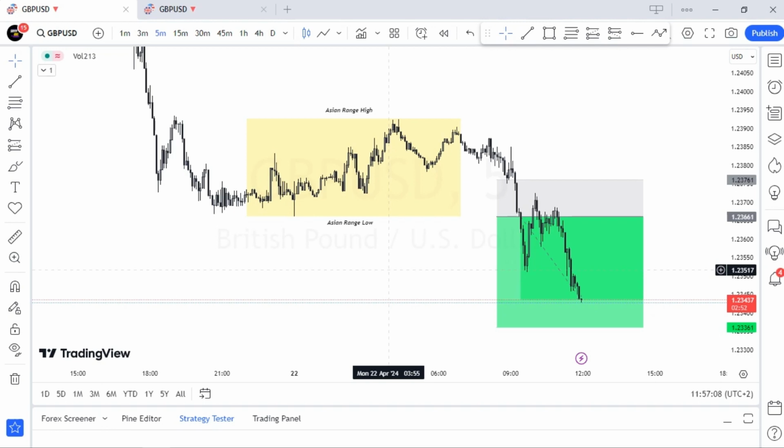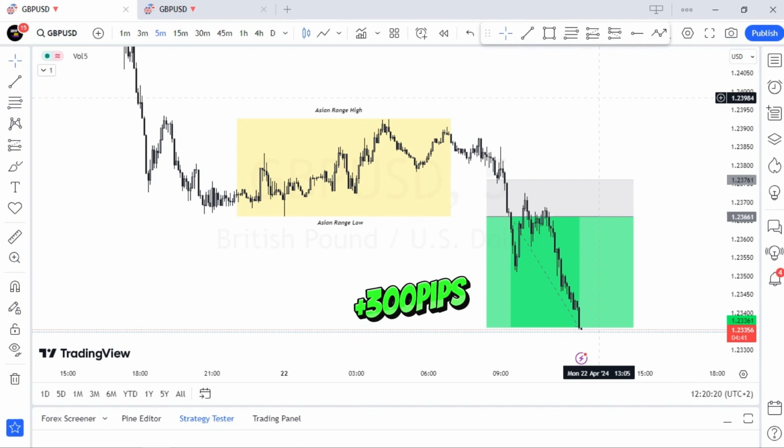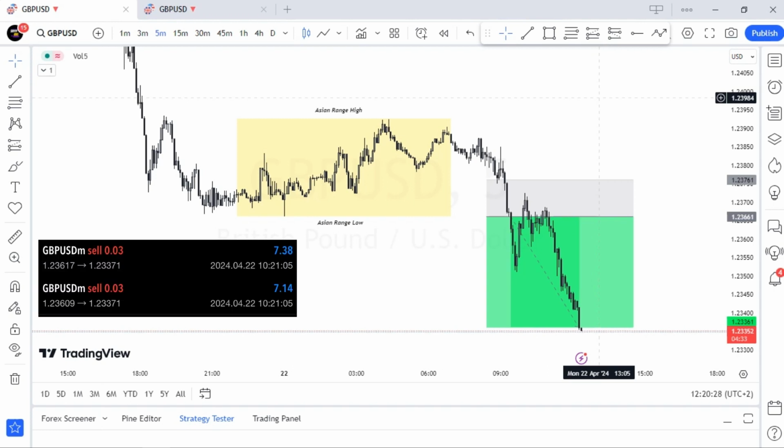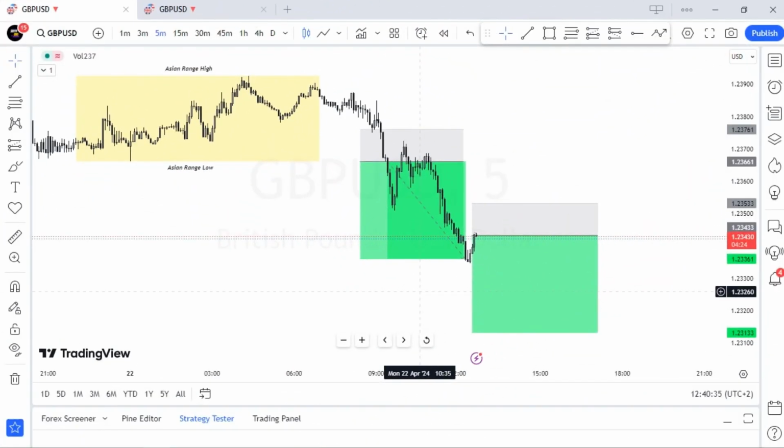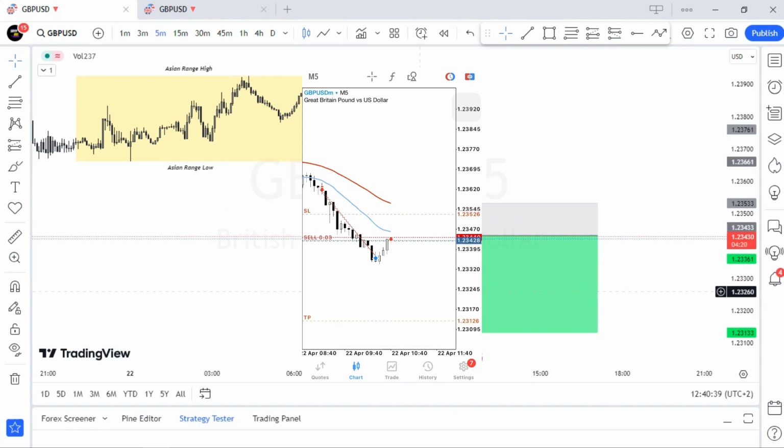You can see that it's dropping nicely. Then boom, we hit TP. 300 pips secured. Yeah, that's the trade. You can see the profits here. Made like 14 USD. Okay, so I just saw another opportunity.